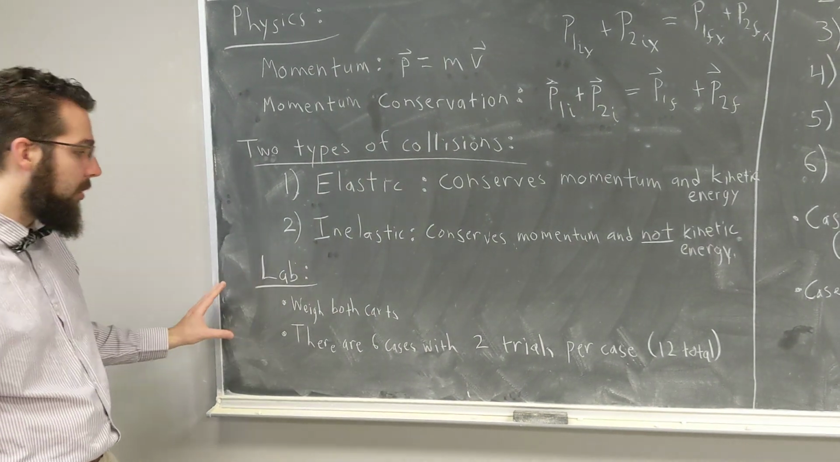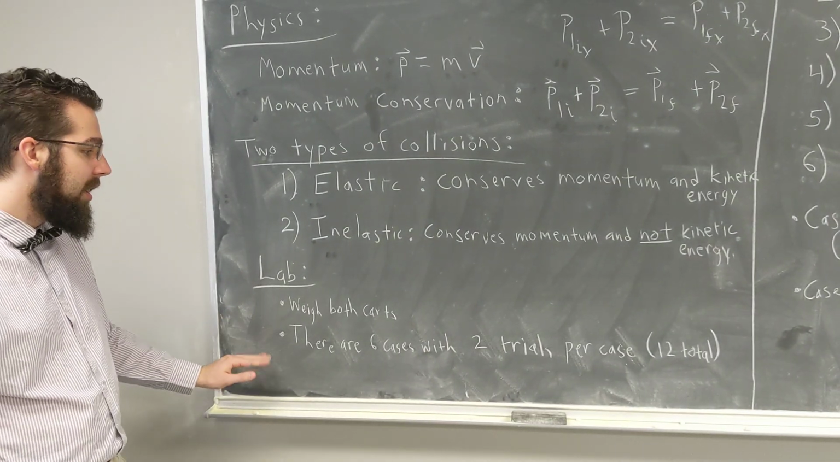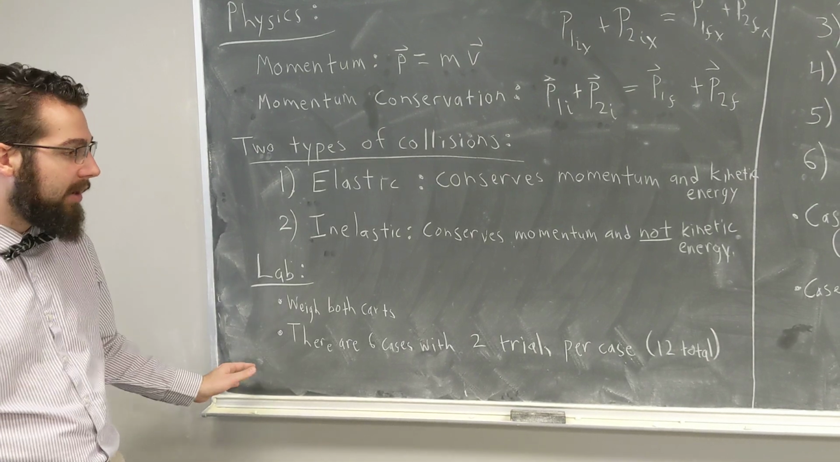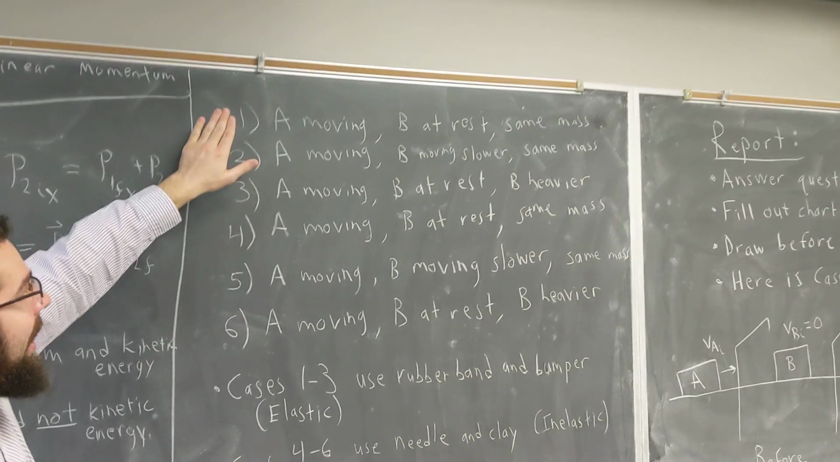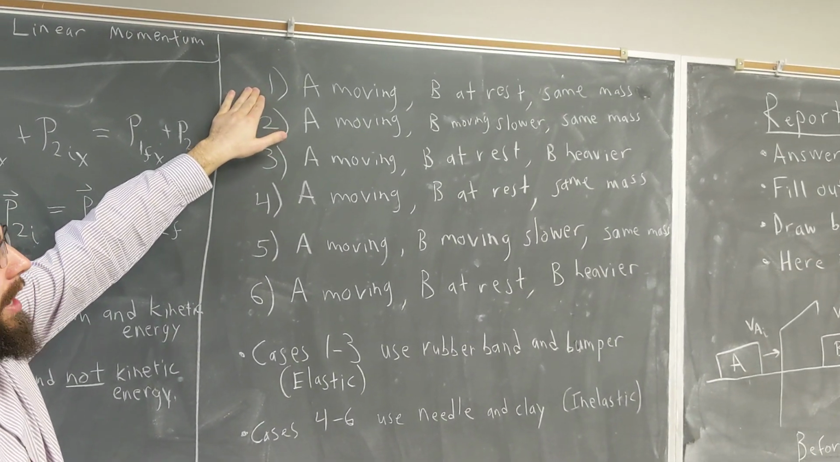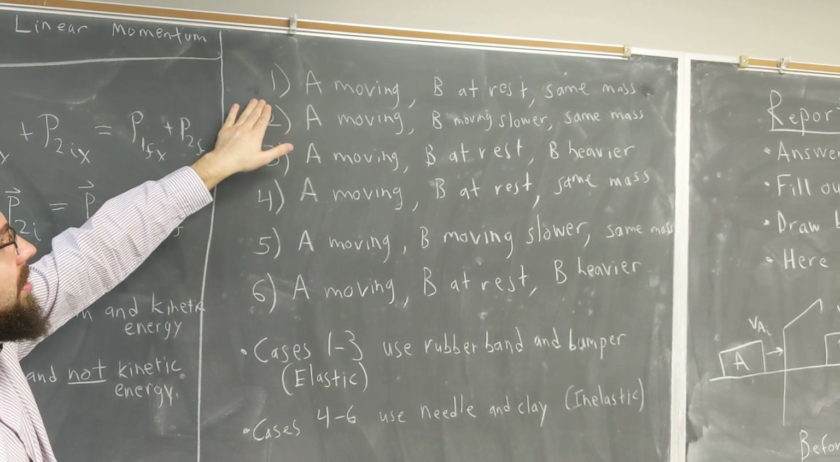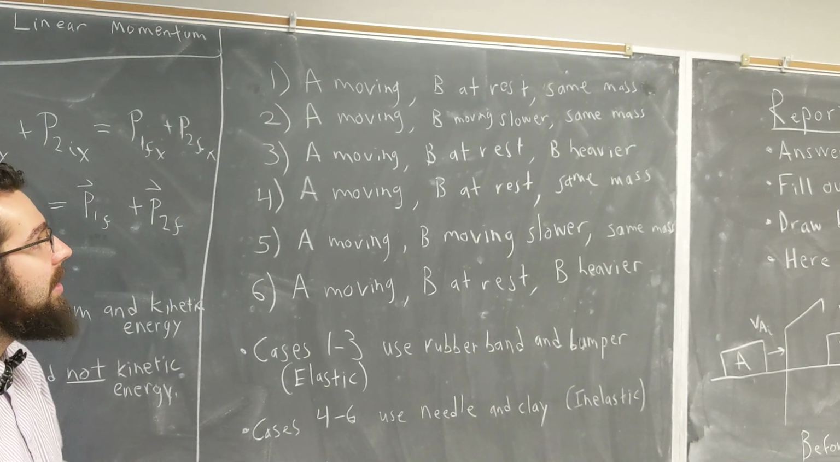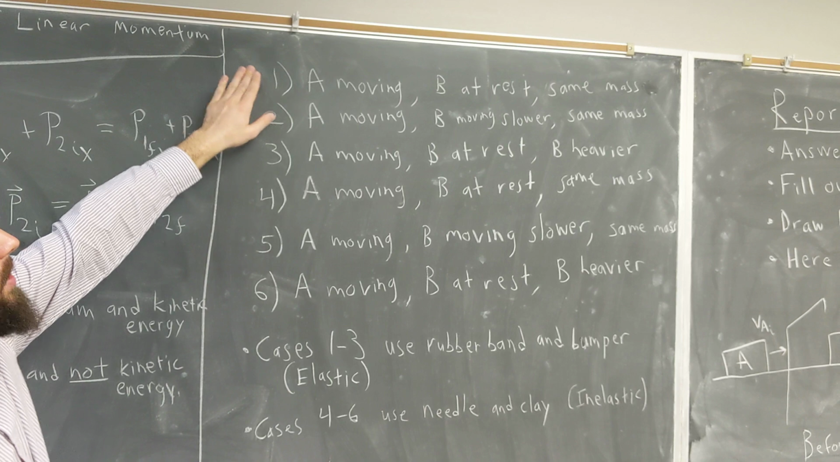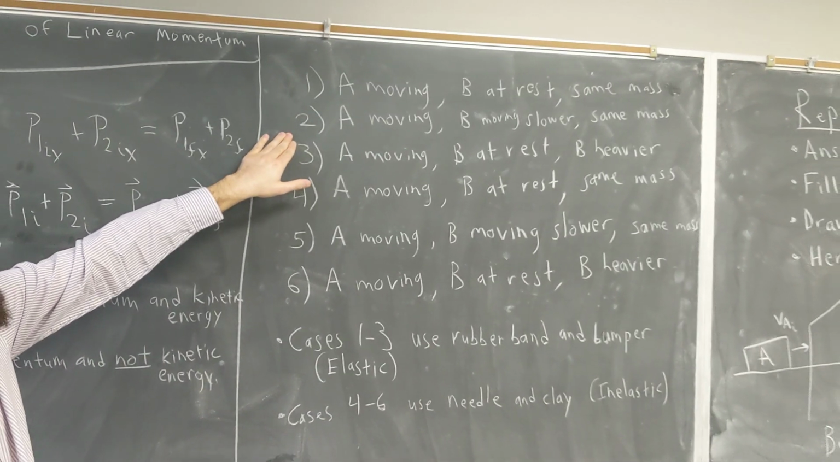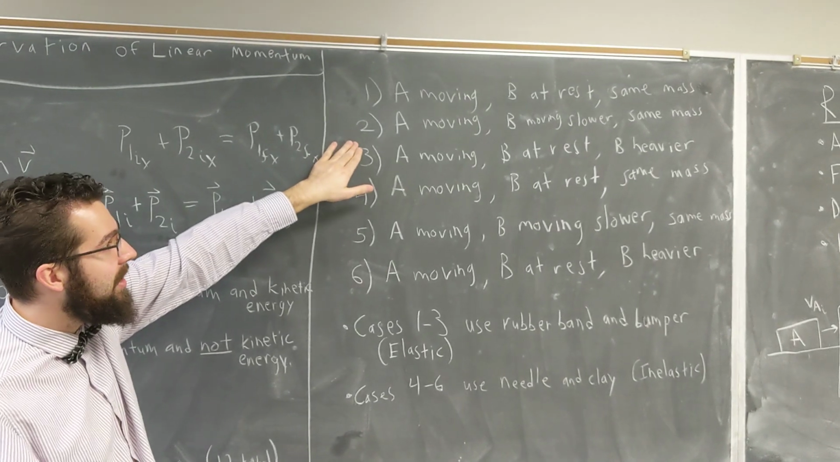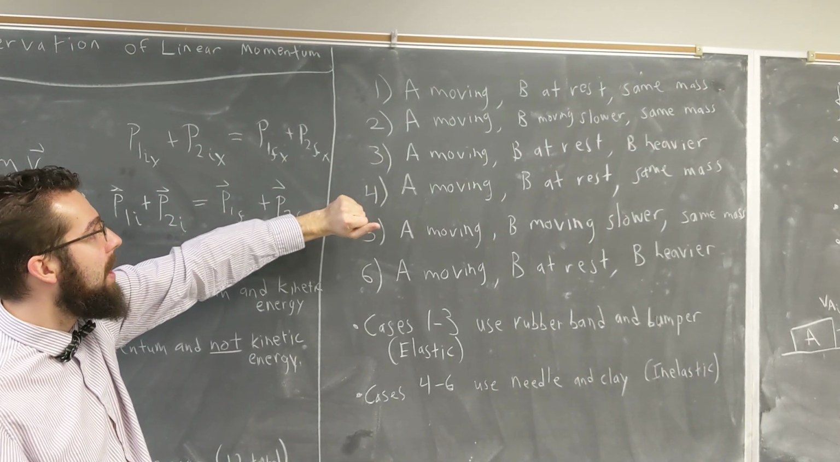So in this lab, we'll have 2 carts. We'll weigh both of the carts. And then we have 6 different cases we want to look at with 2 trials per case for a total of 12. So I've listed the 6 cases here. We will have cart B at rest in between our photo gates, and then we will send A in to ram into B. And both carts will have the same mass. Then in case 2, we will send B off at a slow rate and then send A faster to crash into B. And again, the carts will have the same mass.